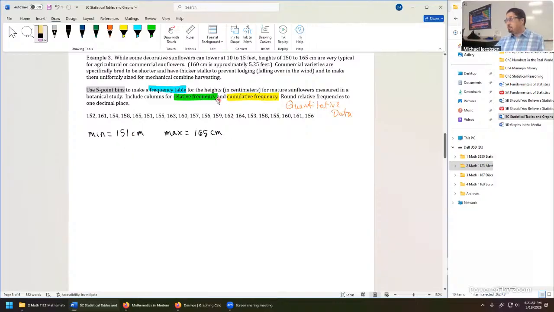We'll build a frequency table, the relative and the cumulative, and again, those are the things we need to get a good display of this, to build a histogram. Any questions first before we get started?